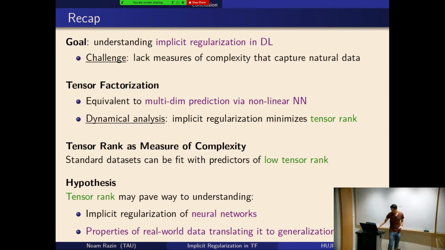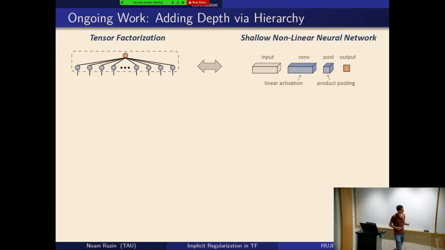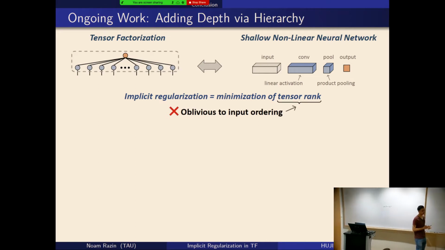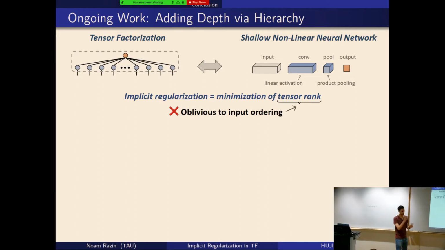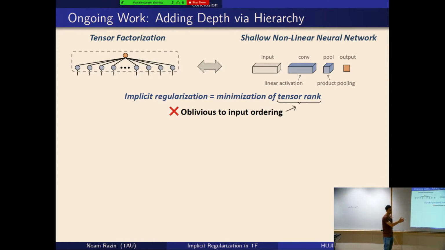And now one last word about ongoing work before I finish. So the tensor factorization that we now saw corresponds to a shallow network, a two-layer network. And the implicit bias of this model is towards minimal tensor rank. Now, a possible limitation of tensor rank as a measure of complexity is that it is actually oblivious to the ordering of the inputs. If we take a tensor and we permute its axes, its tensor rank will not change. And from the viewpoint of a complexity measure, this means that if we permute the inputs, if we permute the pixels of the image, then the complexity will not change. And this is obviously something that we might want to take into account.